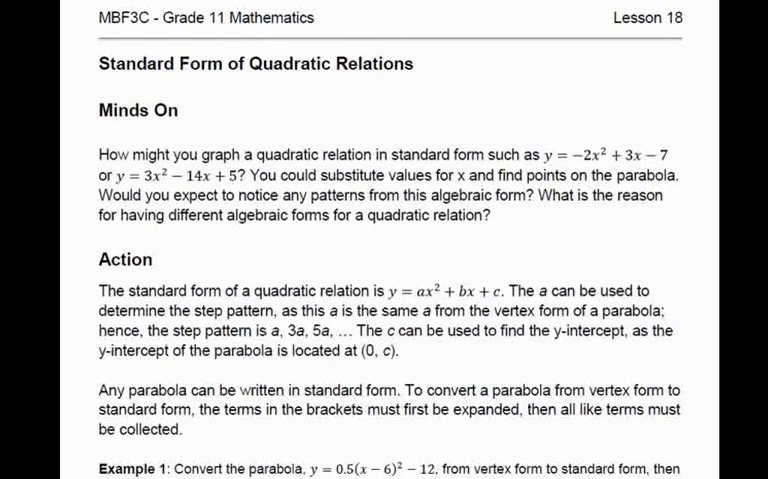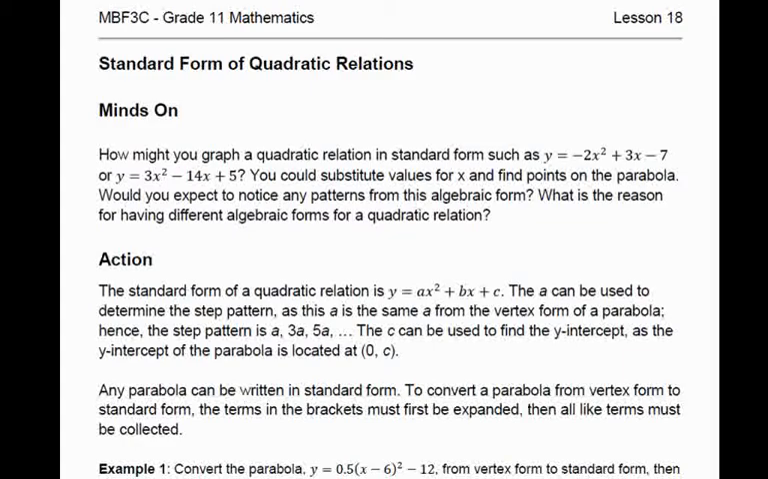You may wonder why we would use this form. And one of the curious things you can see once you move to the action section is that the last term, so the minus 7 and the plus 5 in those two examples, are actually the y-intercept. So if determining the y-intercept is important for you, you can write your quadratic relation in this form.